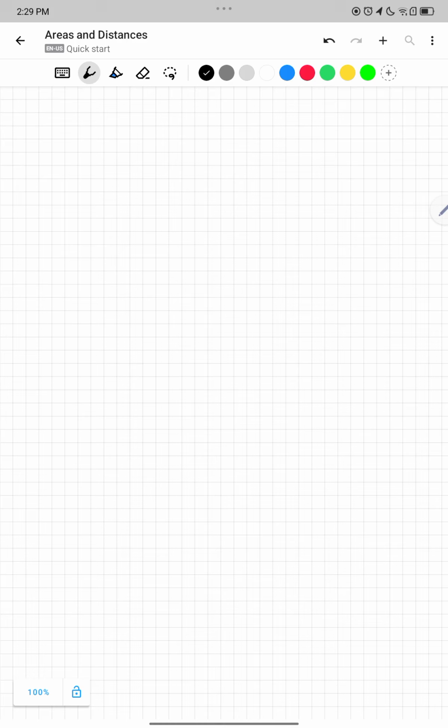Now we are doing areas and distances. But I just want us to recap on a few things. So, given the question, evaluate the following. This is a sum. Hope you could see that.